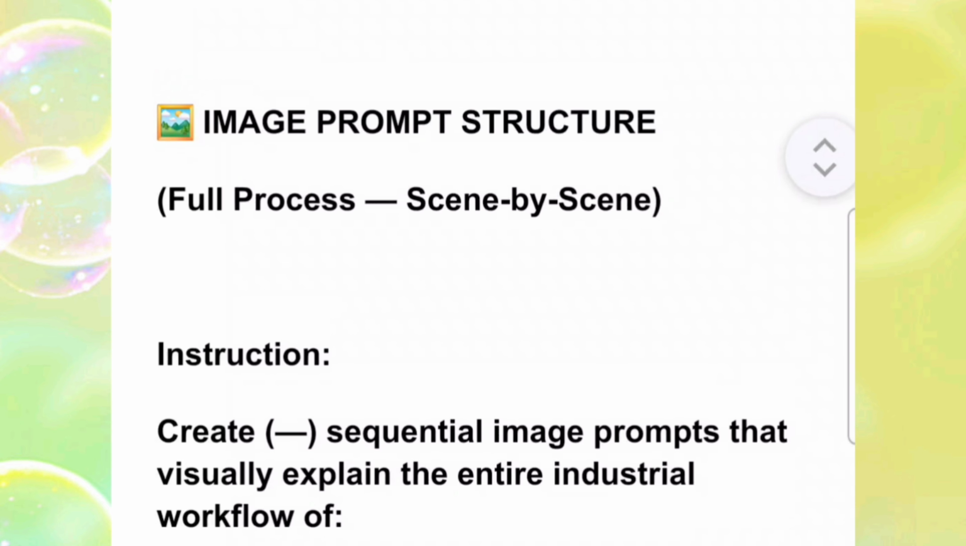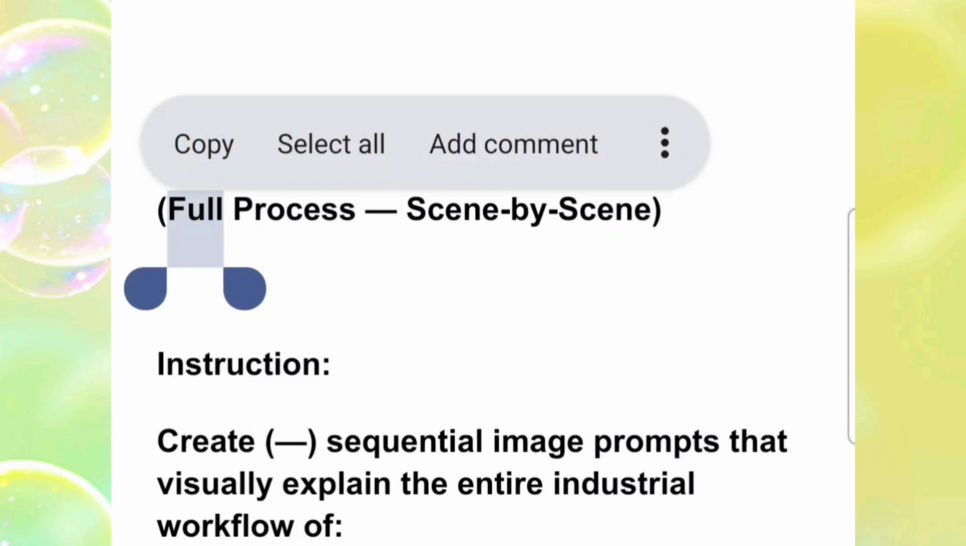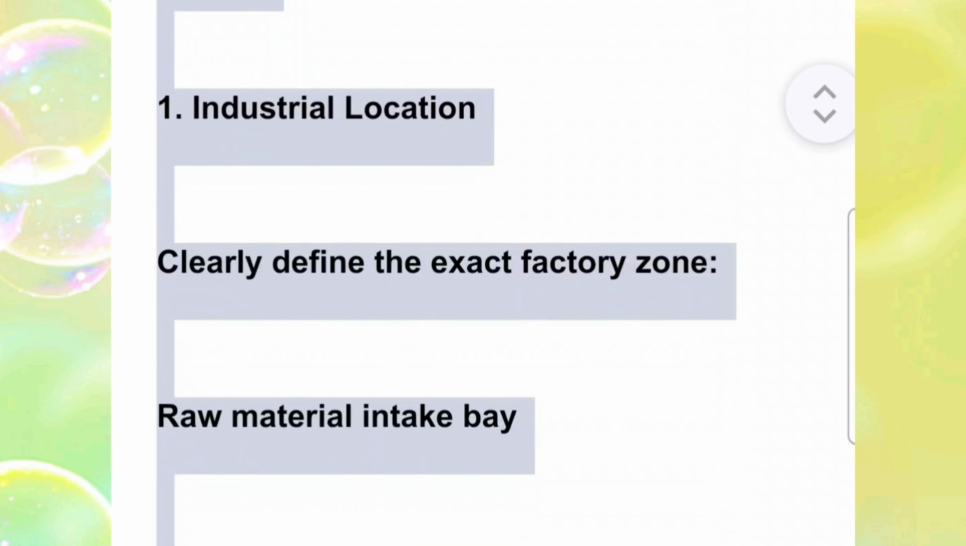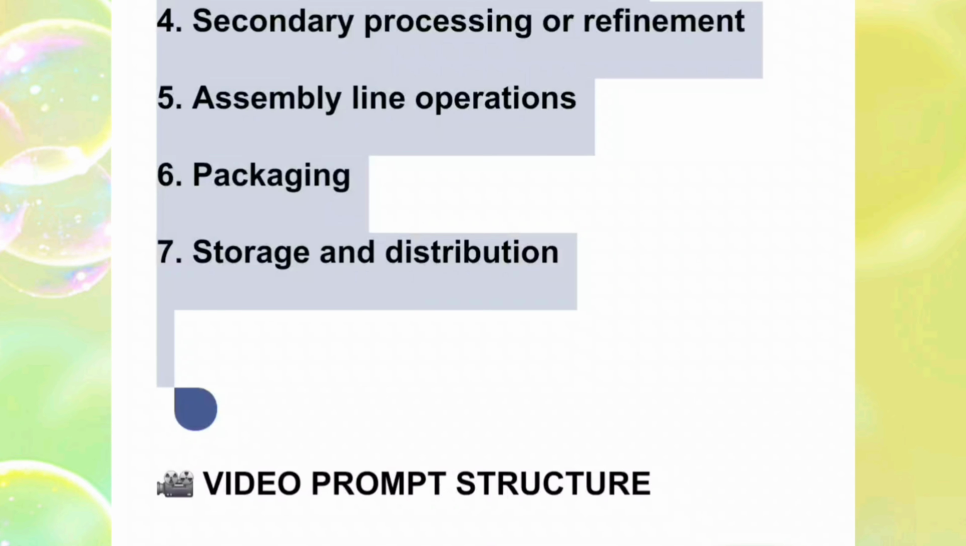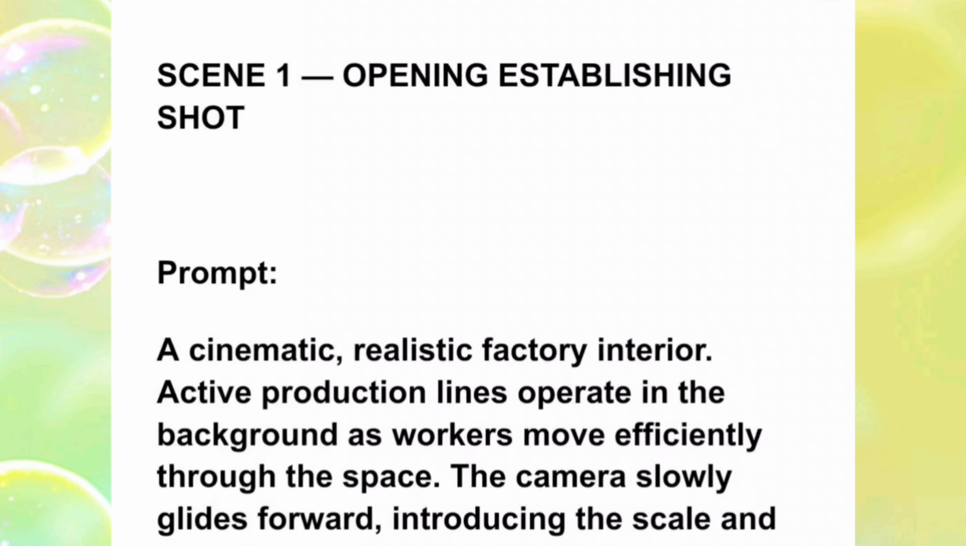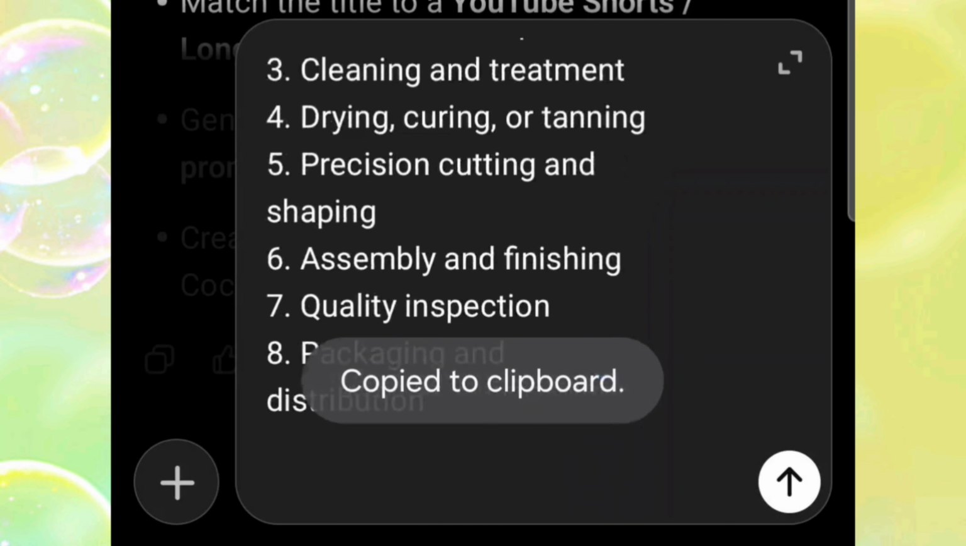Okay, then we're going to copy the image prompt structure. Now we're going to copy from here all the way down. So you can either use the image prompt structure or the video prompt structure. If you're using the image, you copy this. But if you're using the video prompt structure, you're going to copy this next one. Okay, so we've copied the image prompt structure and then we're going to head back to ChatGPT. So here we are. We're going to paste it.